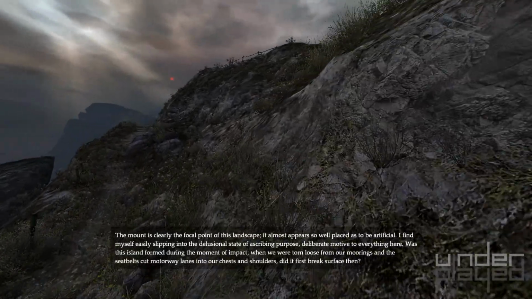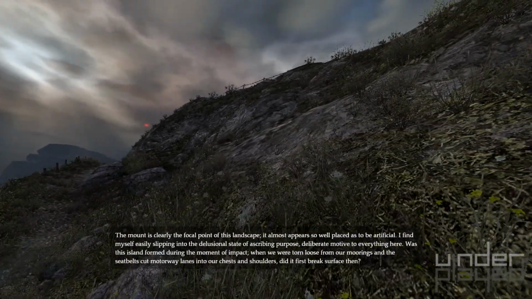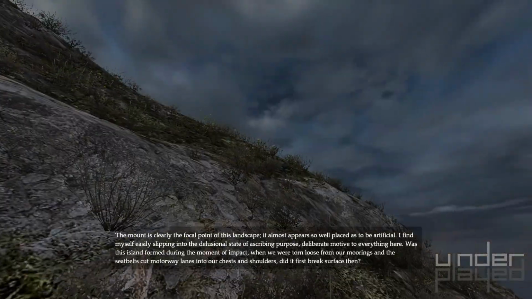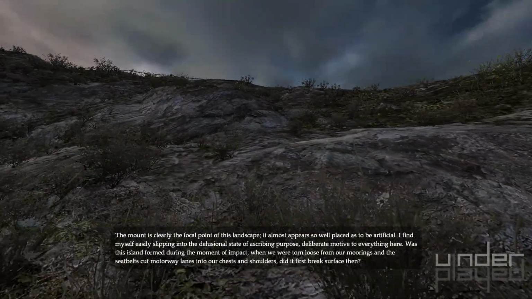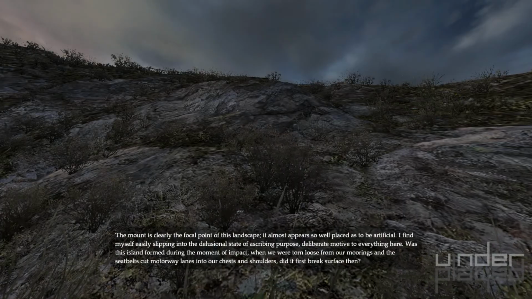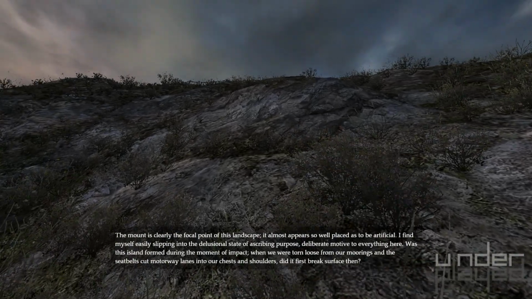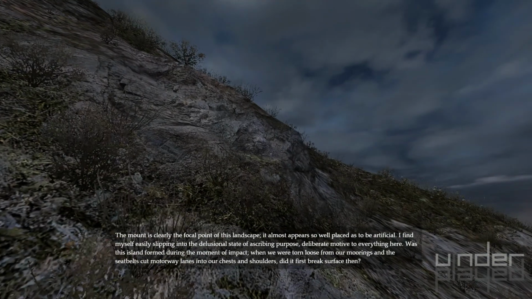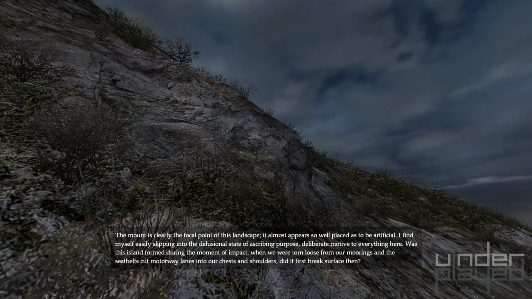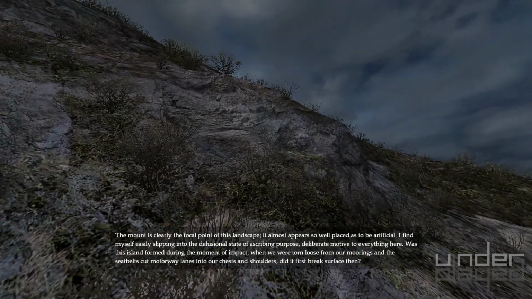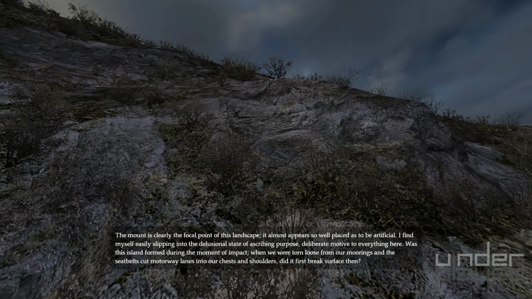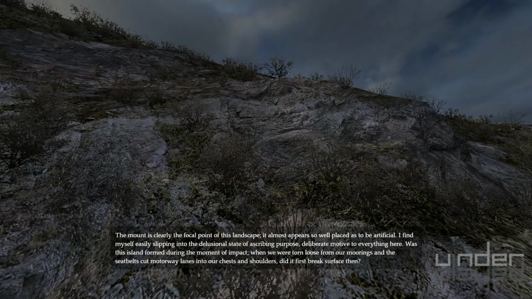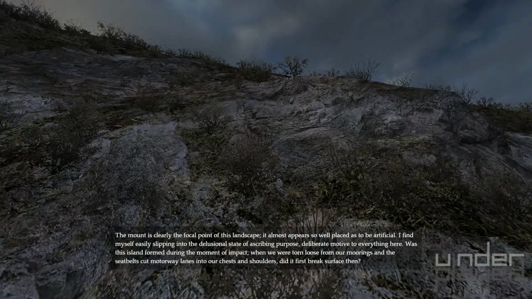The mount is clearly the focal point of this landscape. It almost appears so well placed as to be artificial. I find myself easily slipping into the delusional state of ascribing purpose, deliberate motive to everything here. Was this island formed during the moment of impact? When we were torn loose from our moorings, and the seatbelts cut motorway lanes into our chests and shoulders, did it first break surface then?